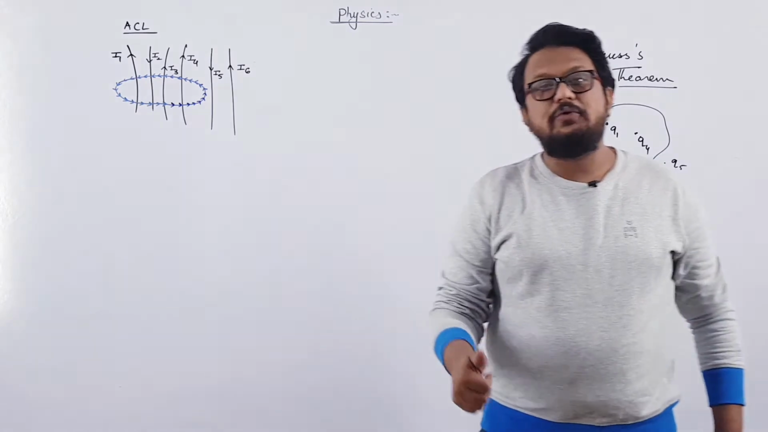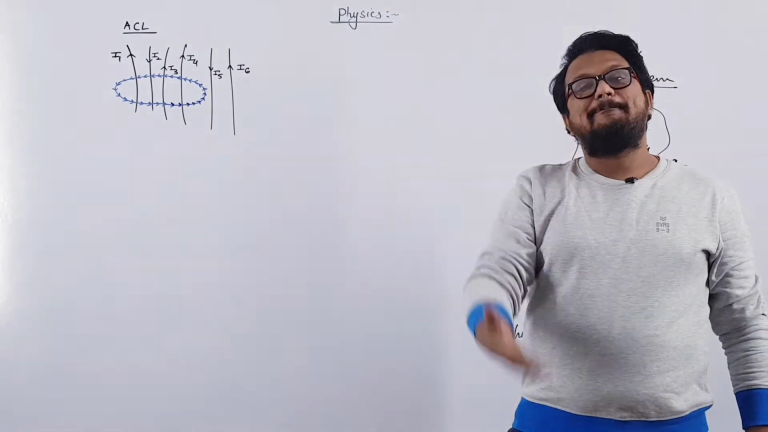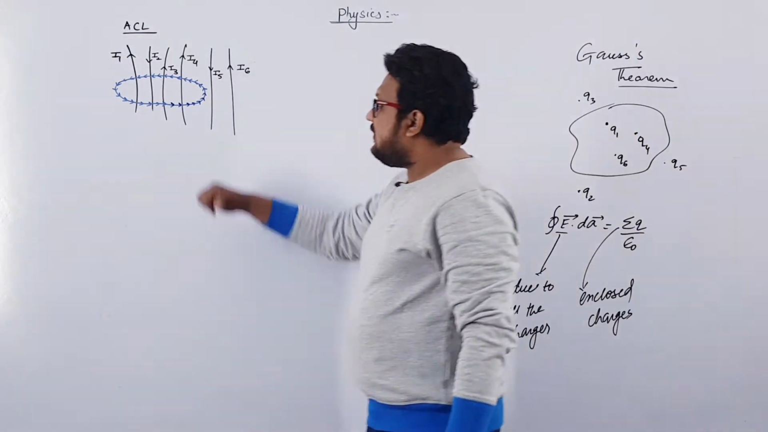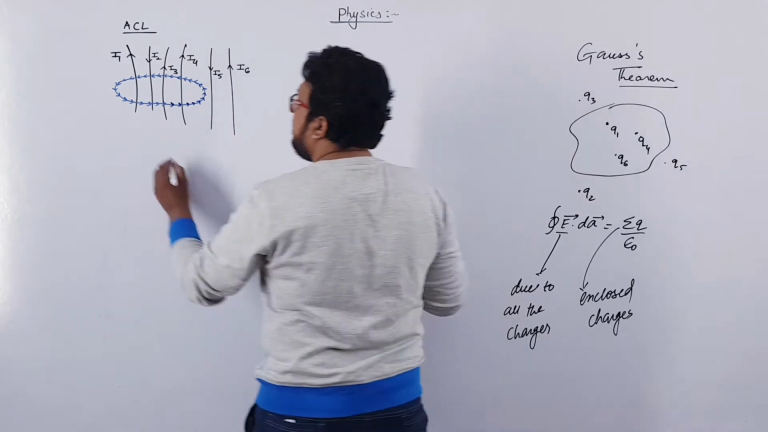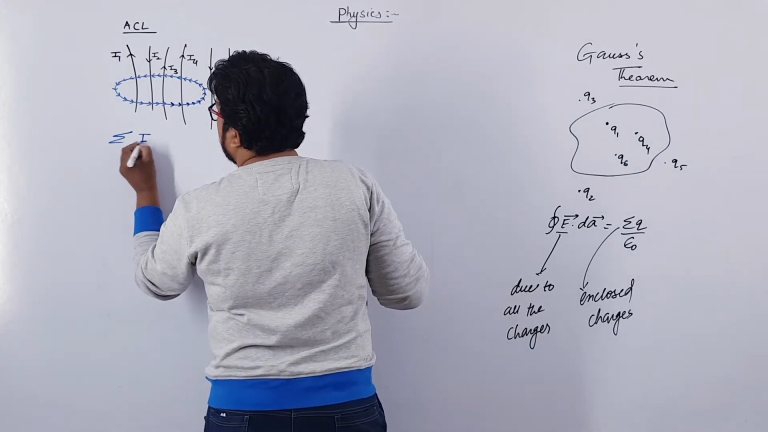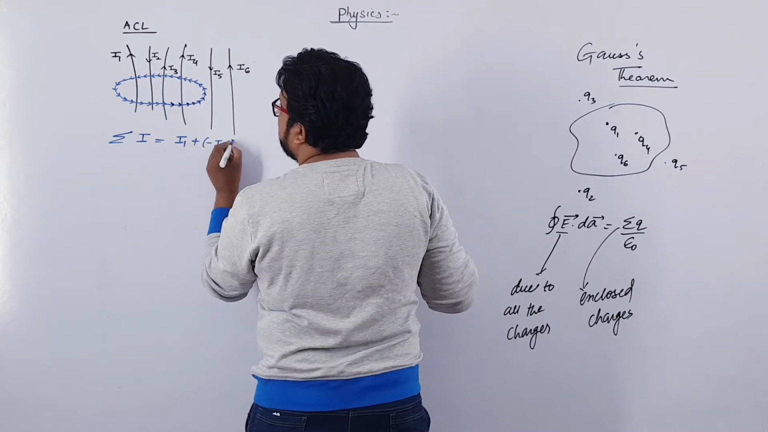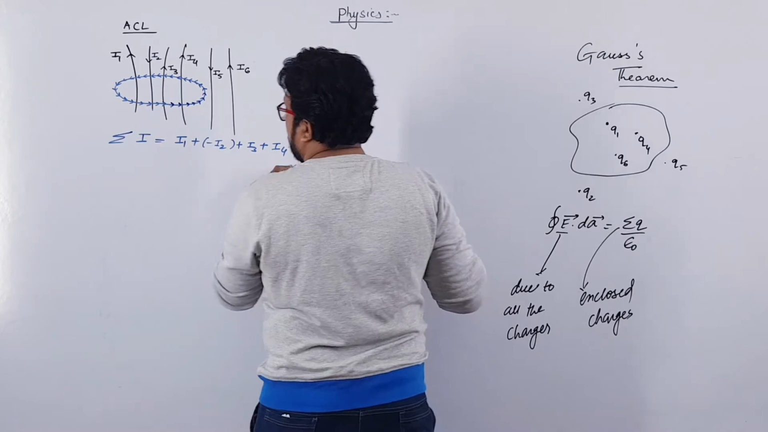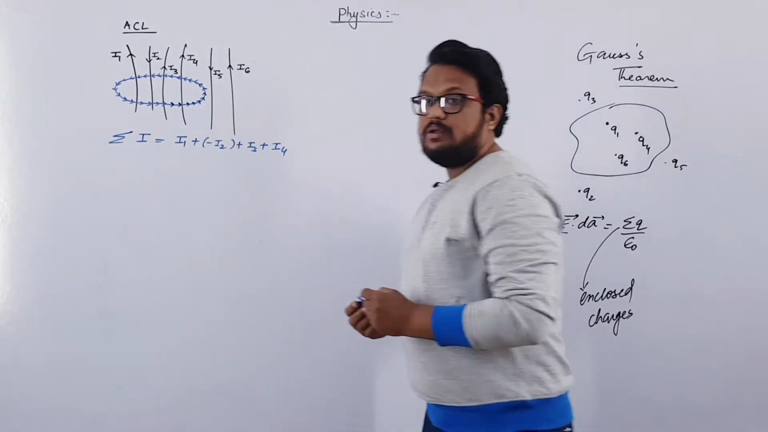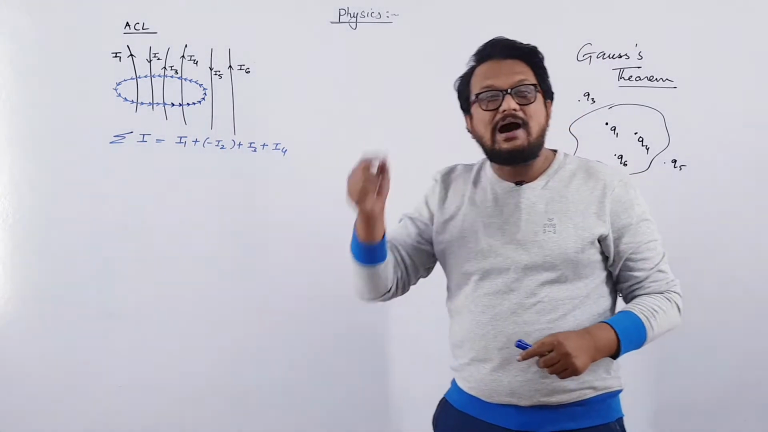So currents which are moving out, that is perpendicular to the plane and coming out, should be taken as positive, while the currents which are entering inside the loop must be taken as negative. So here sigma I, the summation, will be equal to I1 plus minus of I2 plus I3 plus I4, right? This will be sigma I. Why have we not considered I5 and I6? Because they are outside the closed loop.